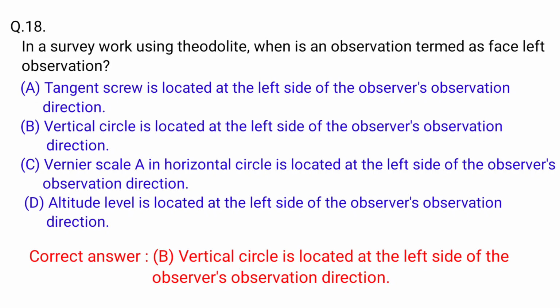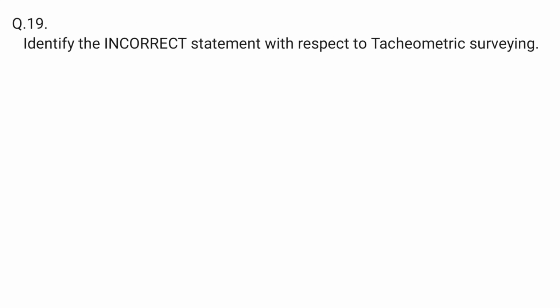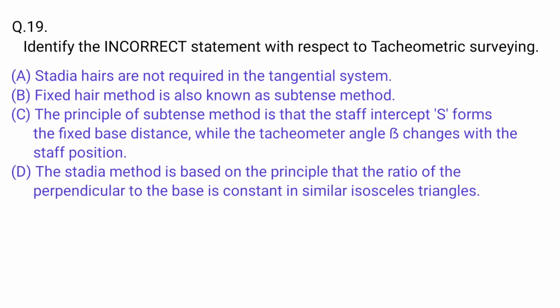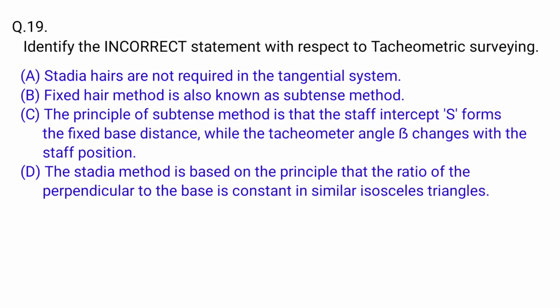Correct answer is option B. Vertical circle is located at the left side of the observer's observation direction. Next. Question number 19. Identify the incorrect statement with respect to tachymetric surveying. Options. A. Stadia hairs are not required in the tangential system. B. Fixed hair method is also known as subtense method. C. The principle of subtense method is that the staff intercept S forms the fixed base distance, while the tachymeter angle beta changes with the staff position. D. The stadia method is based on the principle that the ratio of the perpendicular to the base is constant in similar isosceles triangles.